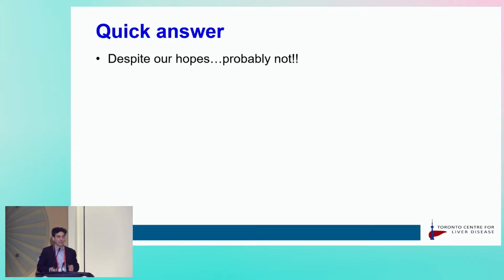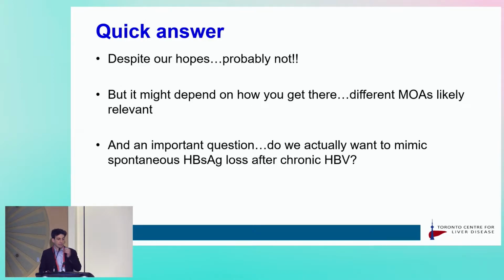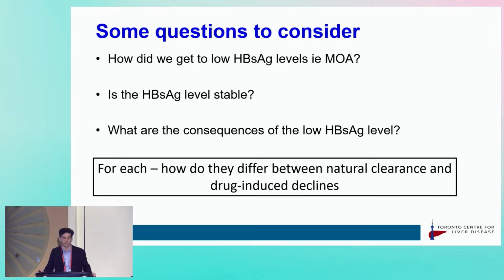And so the quick answer to this is, despite our hopes, probably not. It's probably not the same, but it might depend on how you get there, and certainly I think the crux of this is that different mechanisms of action are likely relevant. And an important question is whether that's actually the goal. Are we trying to exactly mimic what we see in naturally low surface antigen levels? Maybe, but I'm not certain that that's the answer.